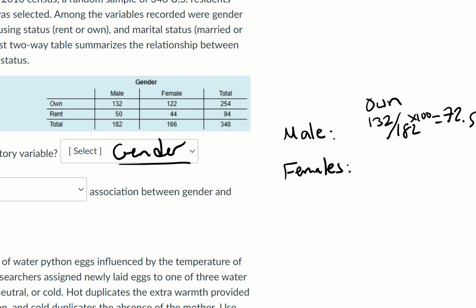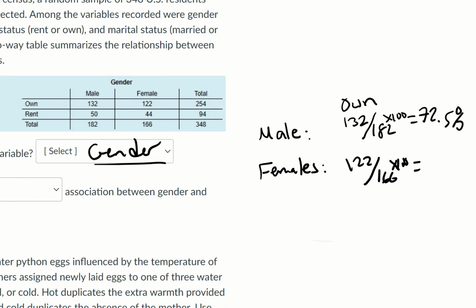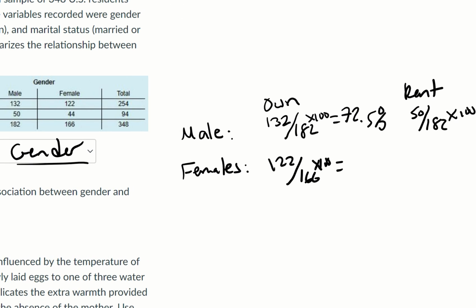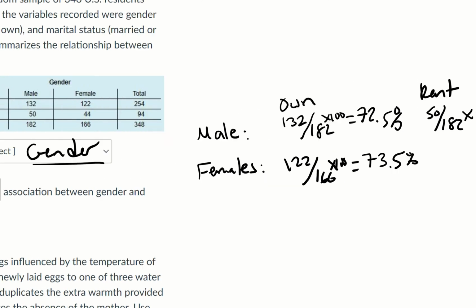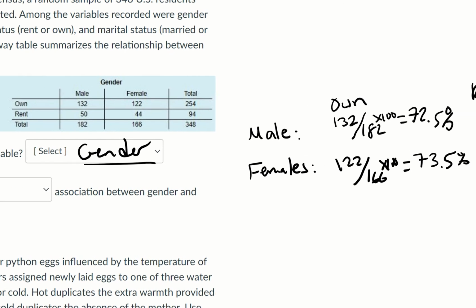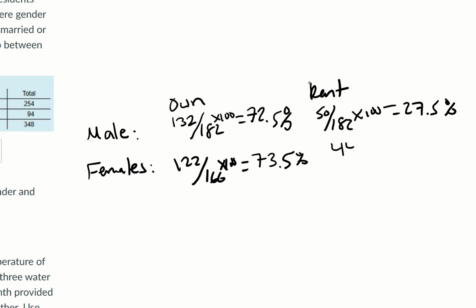Now females, there are 122 out of 166 that actually own. So as a percentage, it seems that more females own. That's what it looks like here, according to this study. And then 44 out of 166 rent.